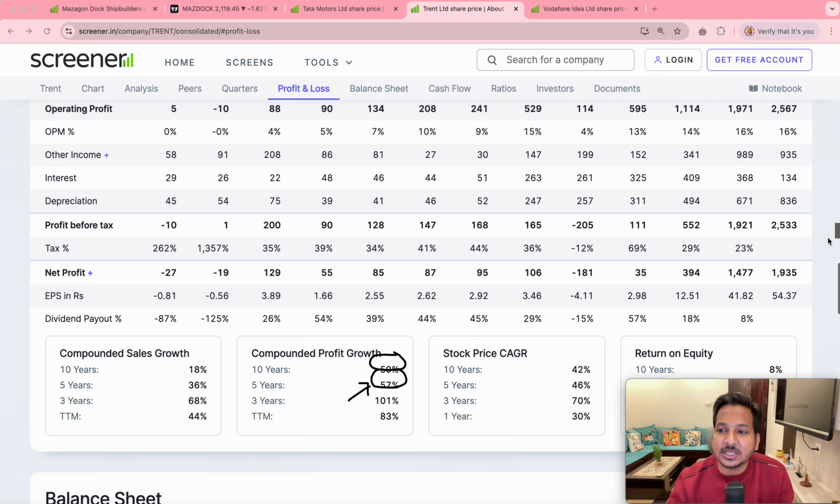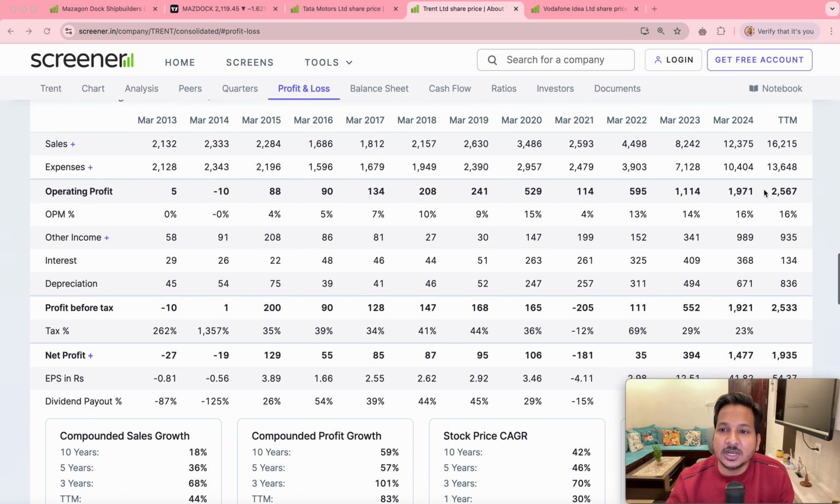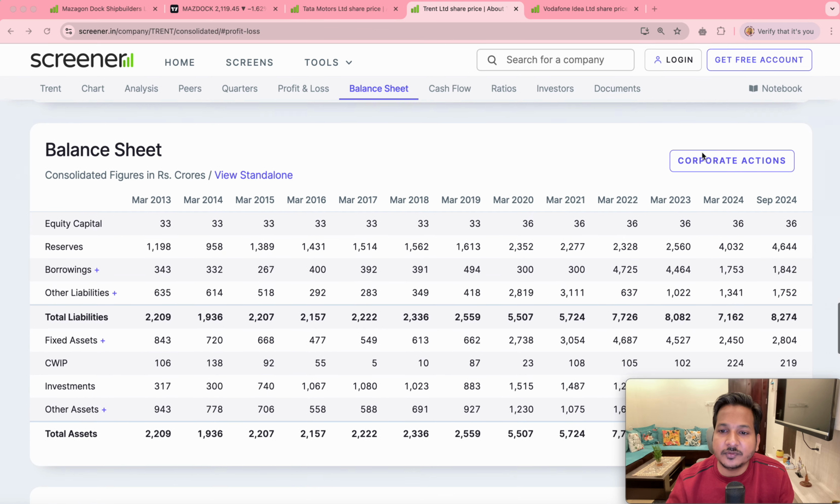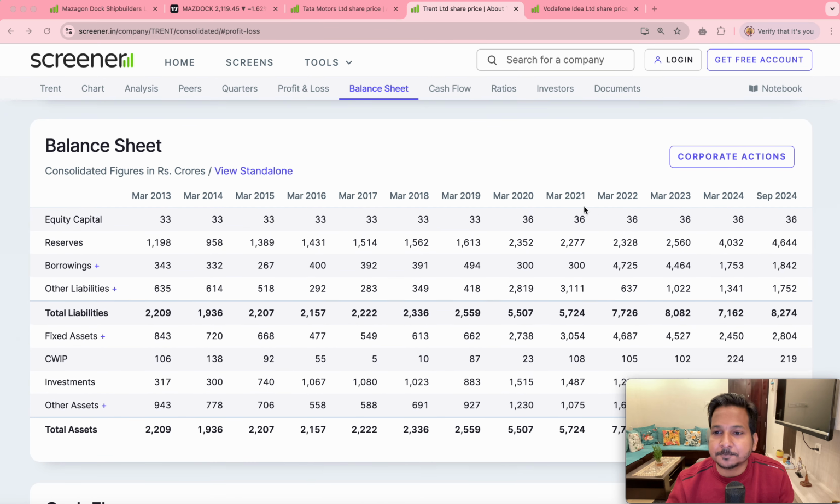Now if you want to see the data, you can see it year wise, and also with this one.